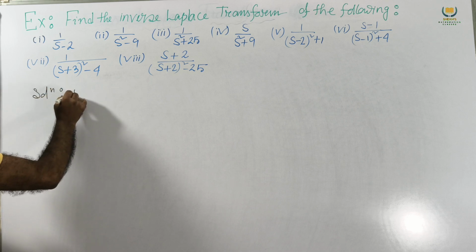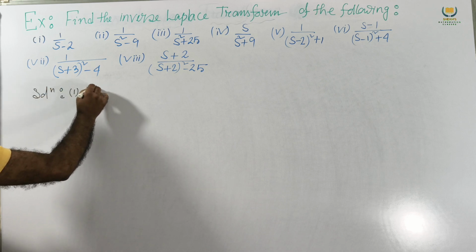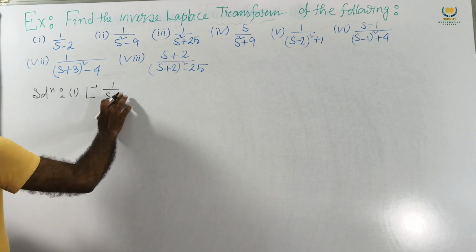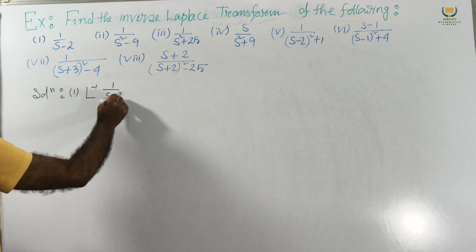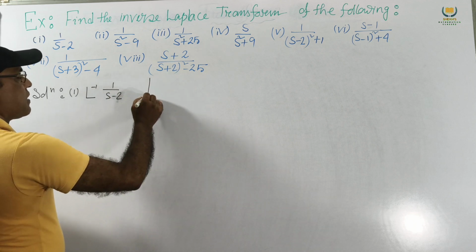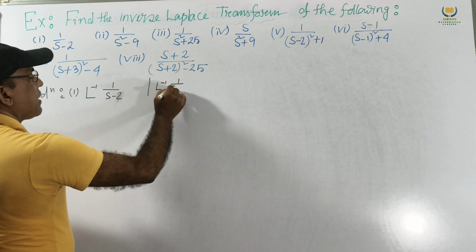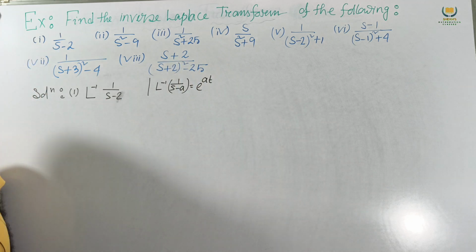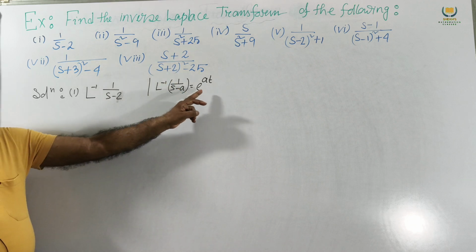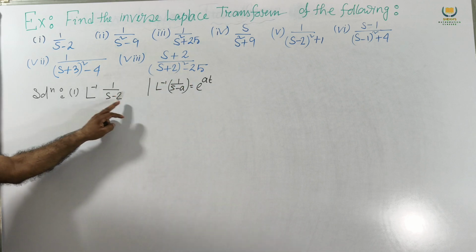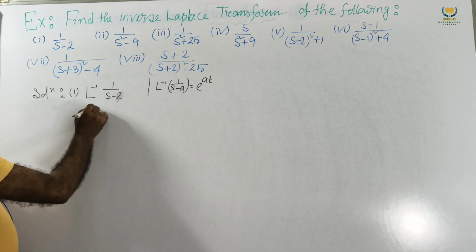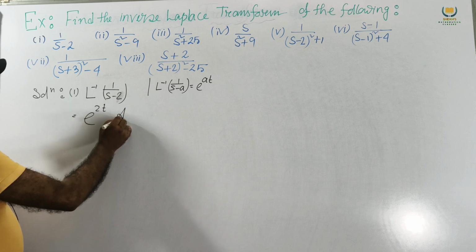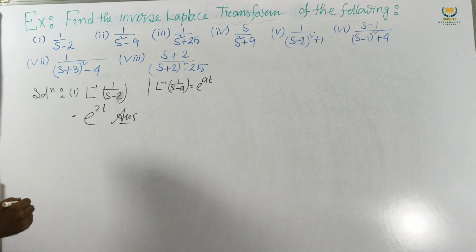First we consider number 1. L inverse 1 by s minus 2. We know this formula. L inverse 1 by s minus a is e to the power at. So here a means 2. So this answer will be e to the power 2t. L inverse 1 by s minus 2 is e to the power 2t, and this is our answer.